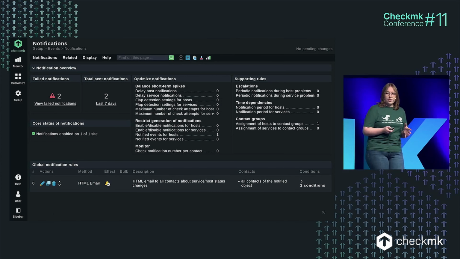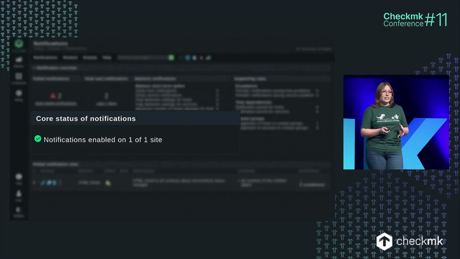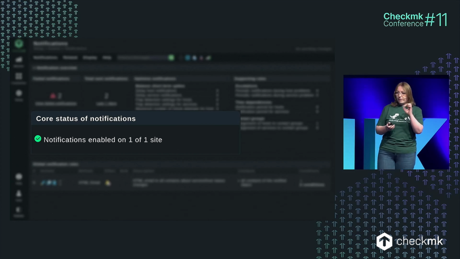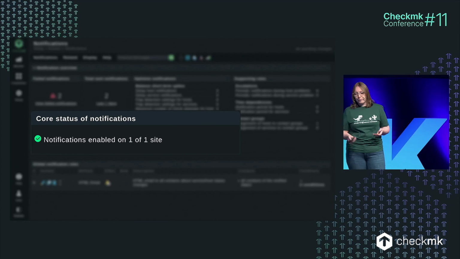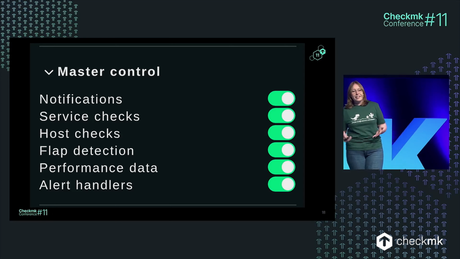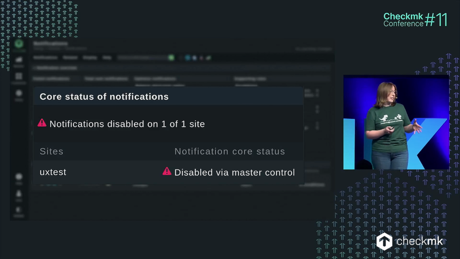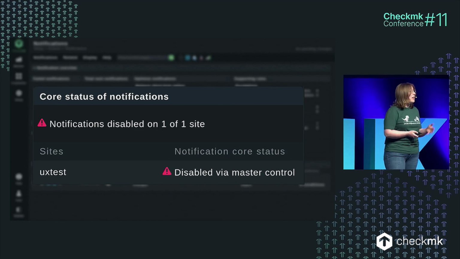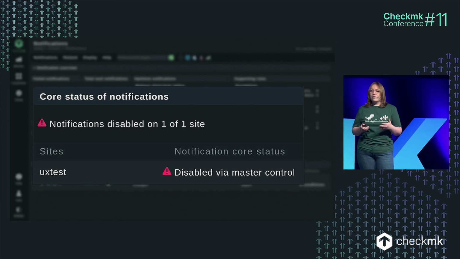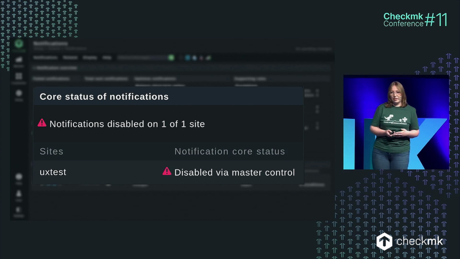Right below those numbers, we have the core status of notifications. If notifications are enabled on all of your sites, you will see this green check mark indicating that everything is OK. Let's assume that you, for example, accidentally hit the notification switch in the master controls in the sidebar, which happens to the best of us. Now the core status reflects that in the notification hub. It shows you exactly what sites the notifications have been disabled on and what the culprit was, so that you can easier troubleshoot that and don't spend ages wondering why no notifications are getting sent out.